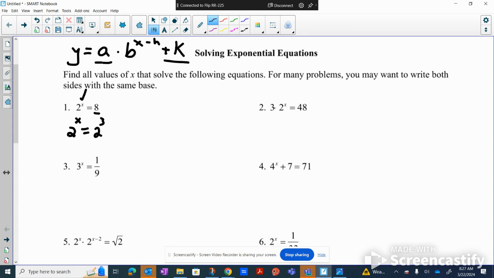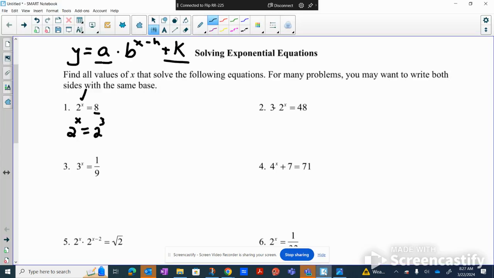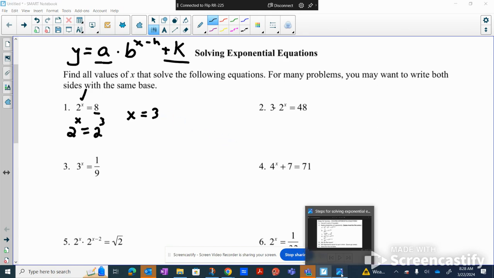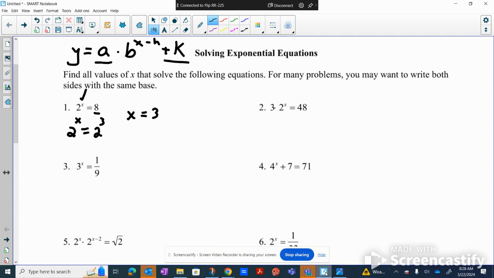Okay, the next step that we want to look at is step 4, which is to set the exponents equal to each other, and then the bases go away. And this is a mathematical property that we're going to be applying here. So we set the exponents equal to each other, and basically the 2's go away. Now we do the last step, if needed, step 5, which is solve for the variable. And in this case, it has been solved already for x.